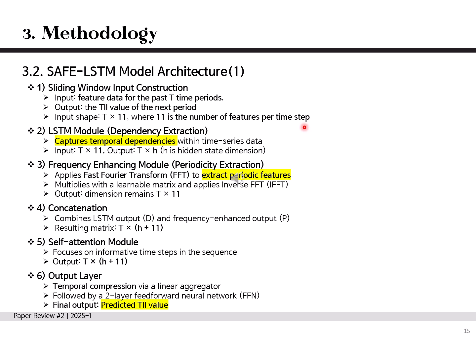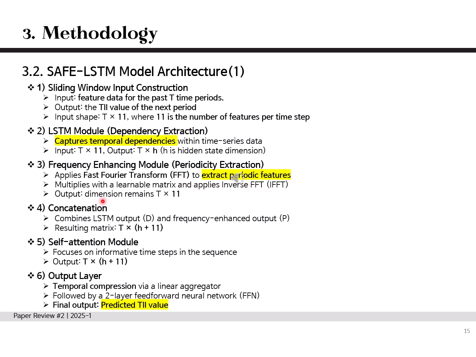The second module is the LSTM module, for dependency extraction. It captures the temporal dependency within the time series data. The third step is the frequency enhancing module for periodicity extraction. They apply the fast Fourier transform, called FFT, to extract the periodic features.